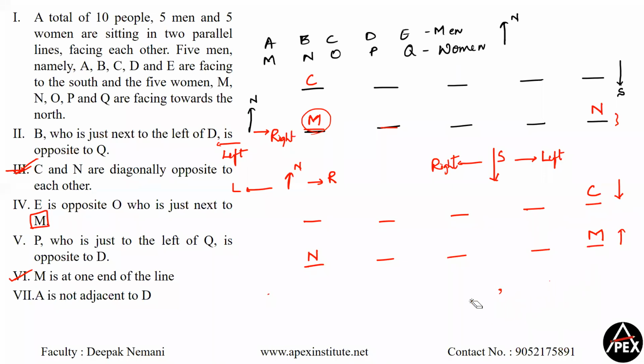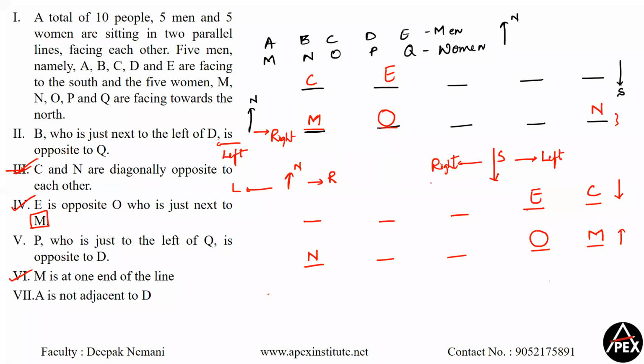So if I consider statement 4, E is opposite to O, who is just next to M. So who is just next to M? O. Okay, so O should be sitting next to M. So this is the only place. And E is opposite to O. So E will be sitting here. Clear, guys? Any doubts still here? Quick responses. Any doubts? Quick responses, please.